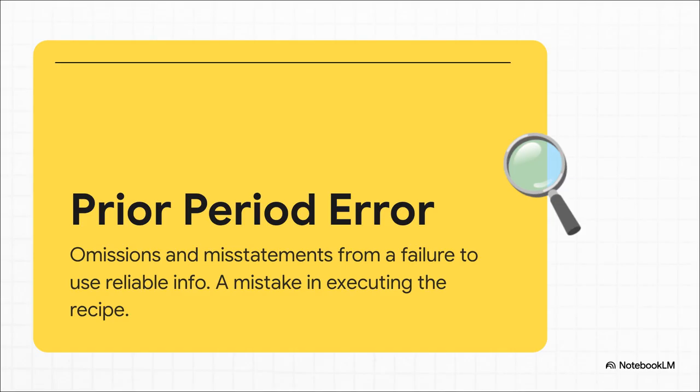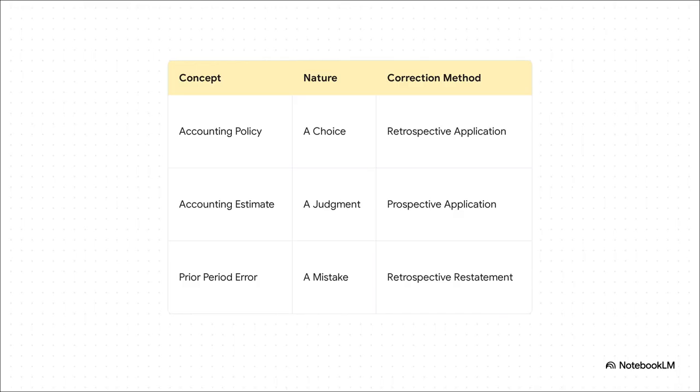You used a tablespoon of salt instead of a tablespoon of sugar in the recipe. That's an error, plain and simple. And this table is where it all clicks into place. Look at the nature of each one. A policy is a choice, an estimate is a judgment, and an error is a mistake. And because they are fundamentally different things, IAS 8 says they have to be corrected in very different ways. And understanding that difference, well, that's the key to this whole standard.